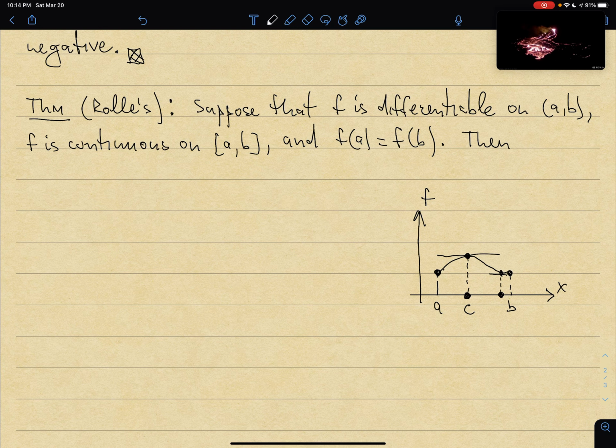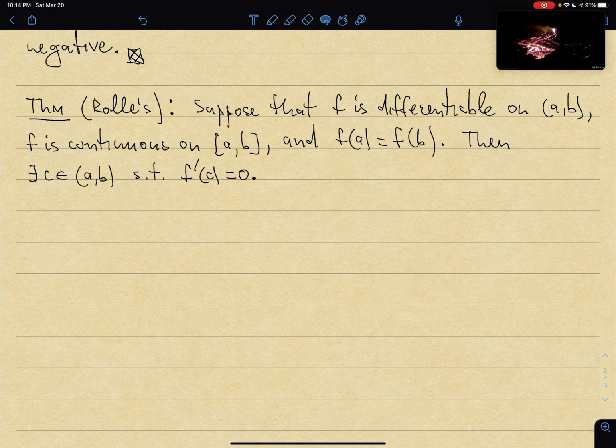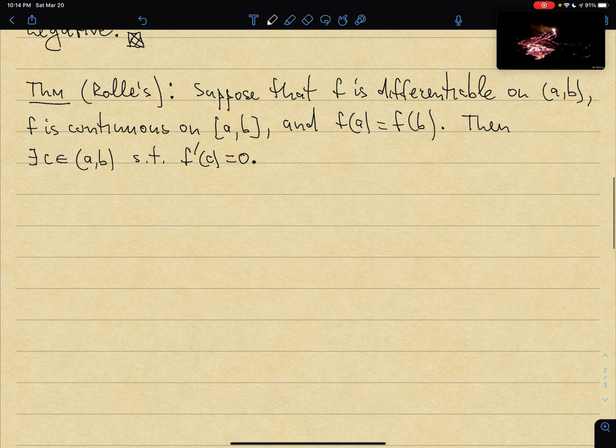And so that's going to be my conclusion here. Then there exists C inside open interval AB such that f prime of C is equal to zero. All right, so now let's try to give a proof of this. And the proof is going to go as follows.